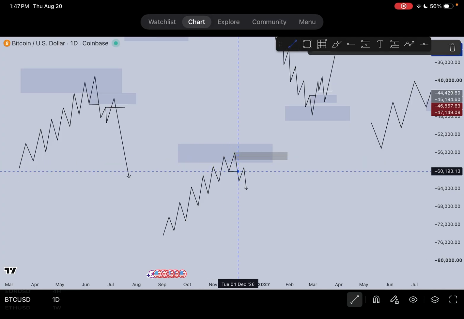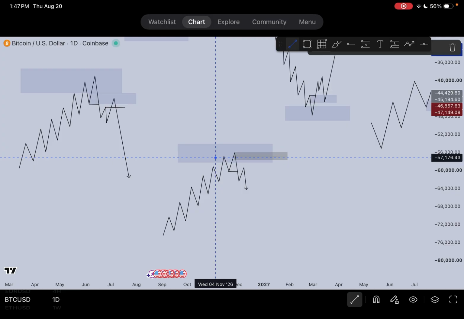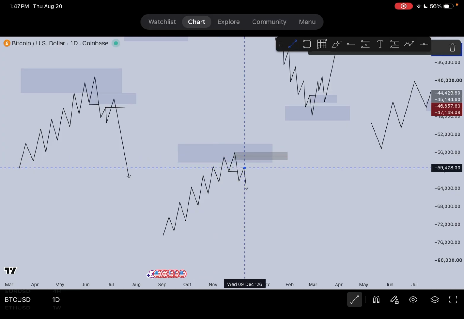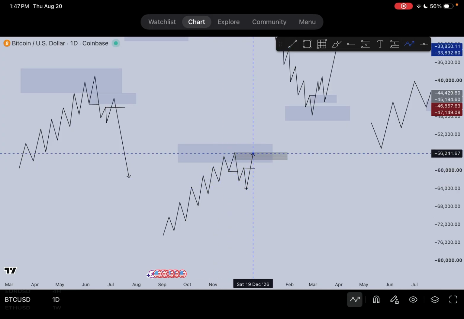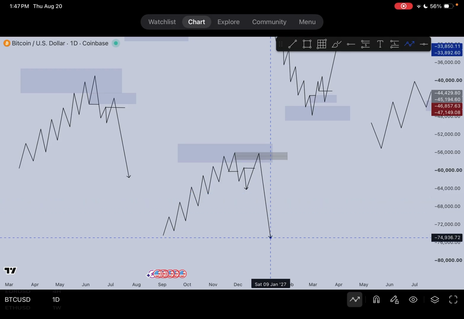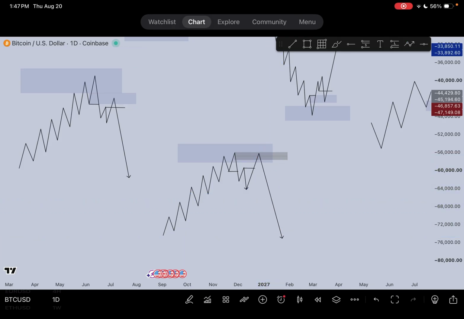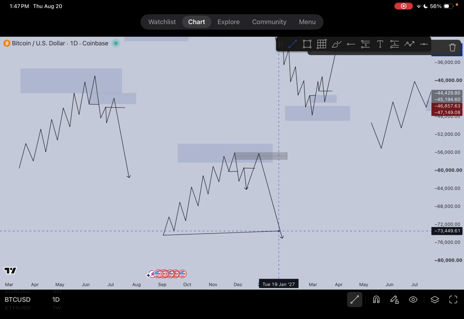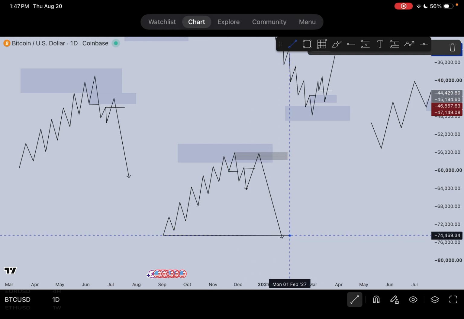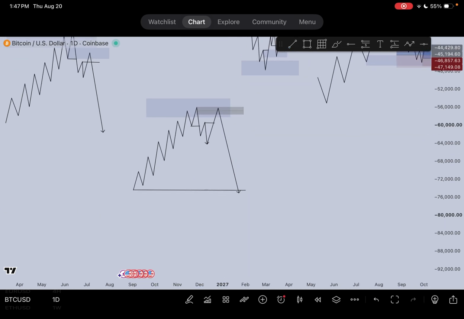The inducement mitigated the breaker block, so selling from that zone is pointless. We'll mark this here. So expect the market to come back to this zone, tap here before selling to take out this low, this particular low. Remember, this is the lower time frame.